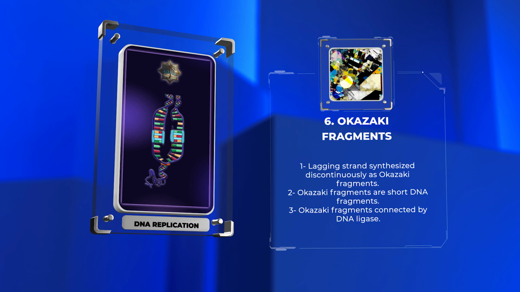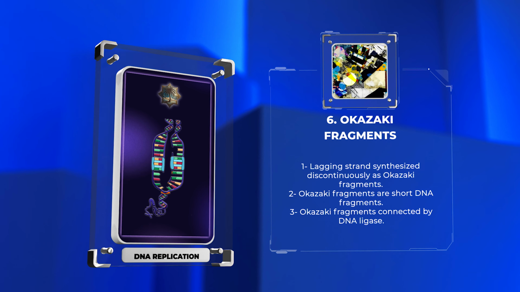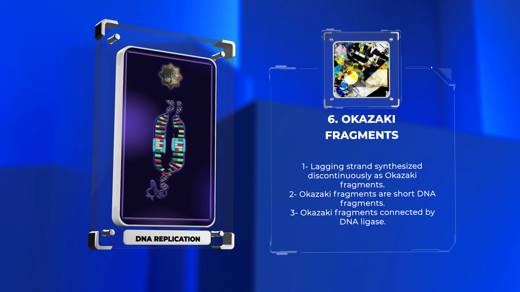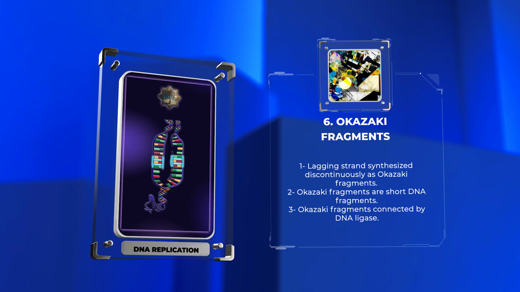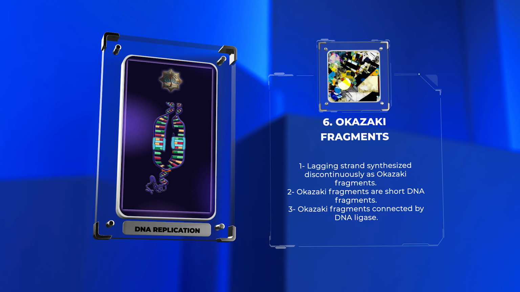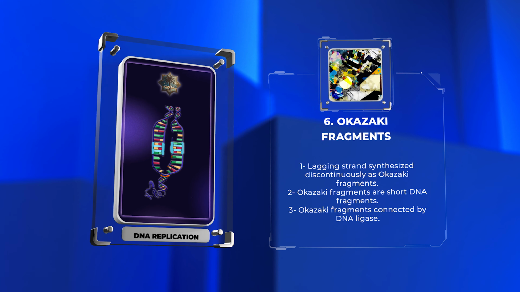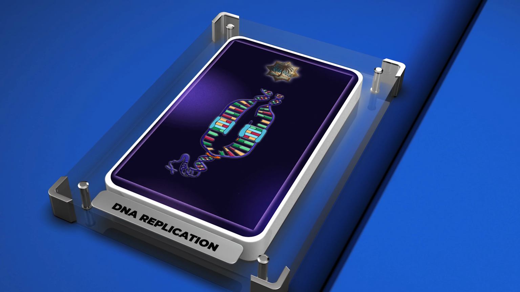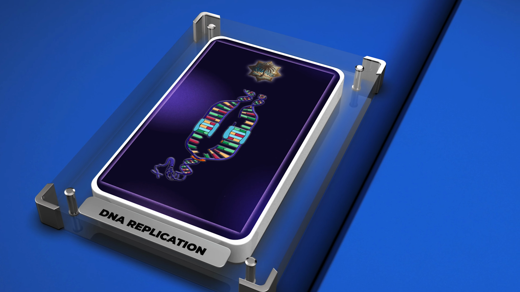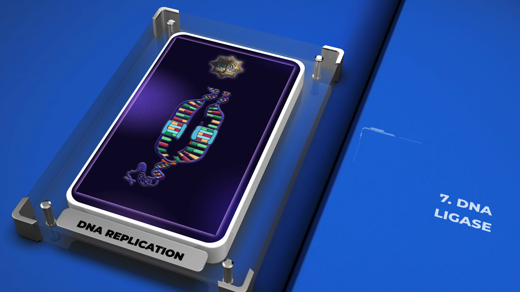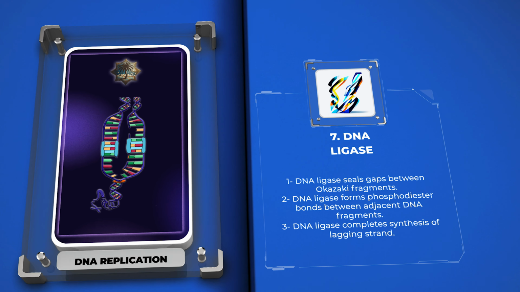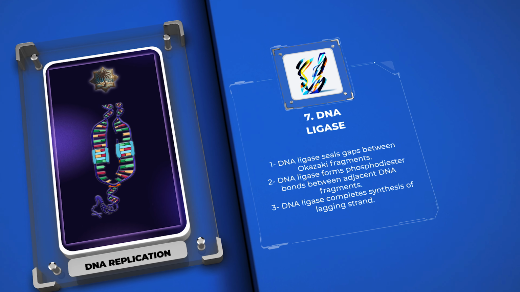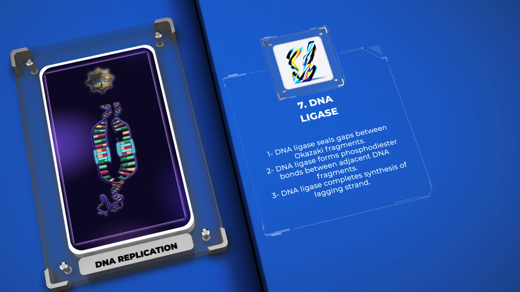Once the RNA primer is synthesized on the lagging strand, DNA polymerase extends it, synthesizing an Okazaki fragment. This process is repeated multiple times as the replication fork progresses, resulting in the formation of several Okazaki fragments on the lagging strand. DNA ligase plays a vital role in DNA replication by sealing the gaps between Okazaki fragments on the lagging strand. It catalyzes the formation of phosphodiester bonds between adjacent DNA fragments, creating a continuous DNA strand.